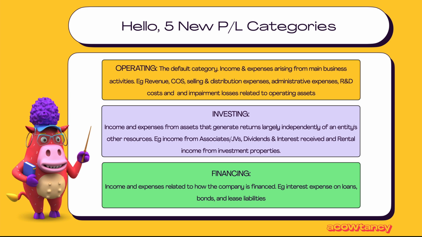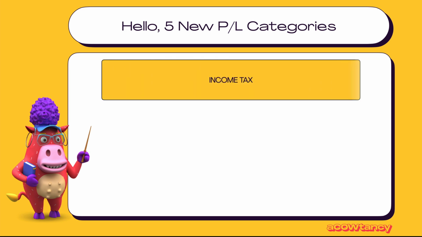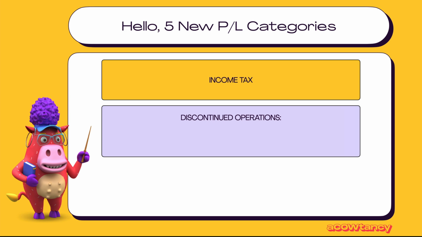So there's 3 categories. Obviously I said 5, so there must be 2 more. Operating, investing and financing, and 2 extra: income tax, which obviously tax goes into it, and discontinued operations if you've had one during the year. And I just want to know what the profit or loss was from that operation net of tax. Okay, so there are your 5 new categories.